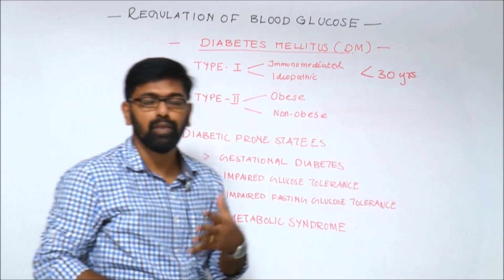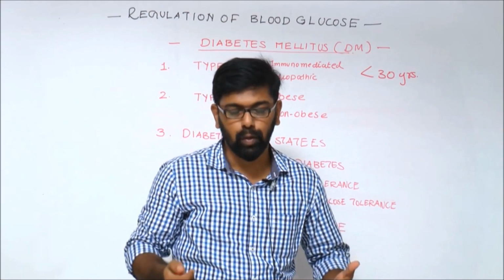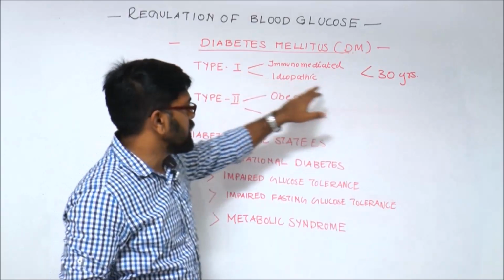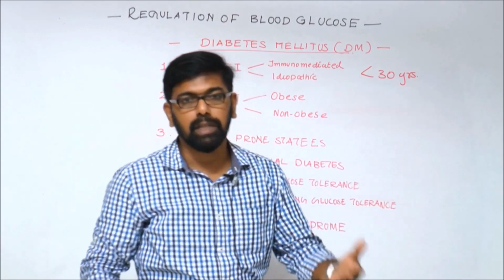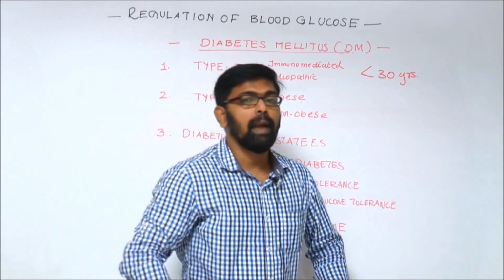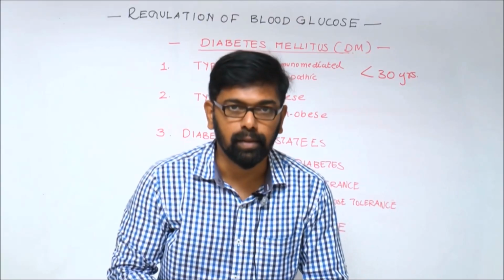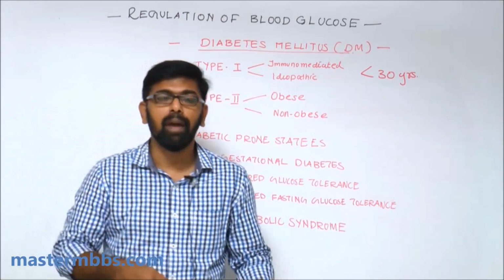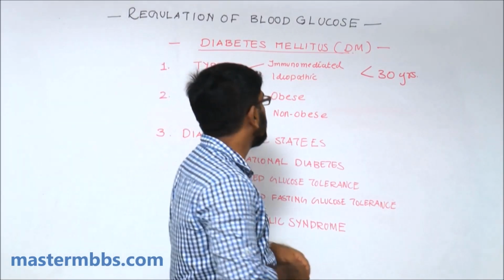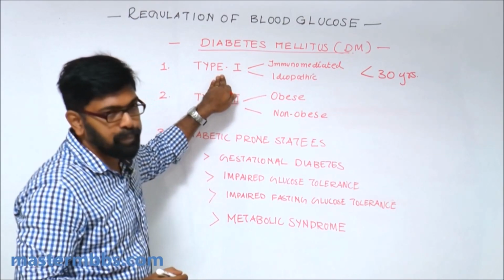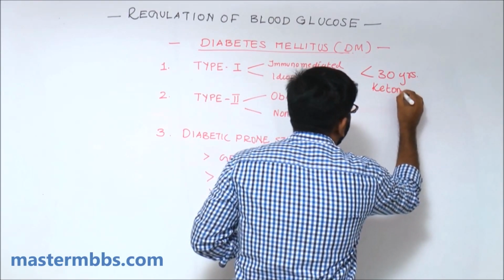This can be of two different types, immunomediated and idiopathic, where you may not know the actual reason. The age for this type of diabetes will be less than 30 years, so such individuals are affected. What happens is that you are not producing enough insulin, so insulin has to be supplied from outside into the body as injections. In this diabetes there is active formation of ketone bodies.